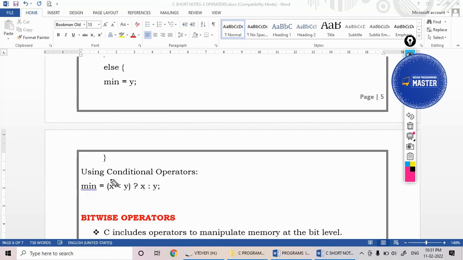For example, let us assume x is 5 and y is 10. So x is less than y, and as this is the relational operator, it returns true. True is nothing but 1. So when it is true, x will be stored inside the minimum variable, so the value 5 is stored inside the min variable.